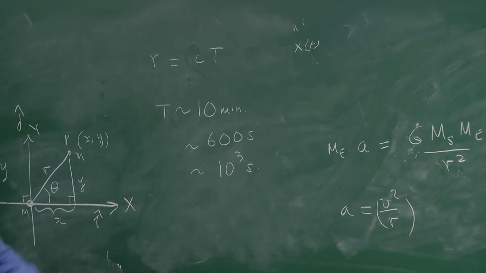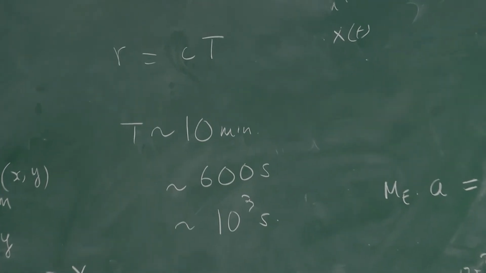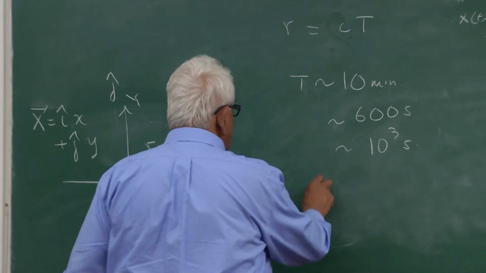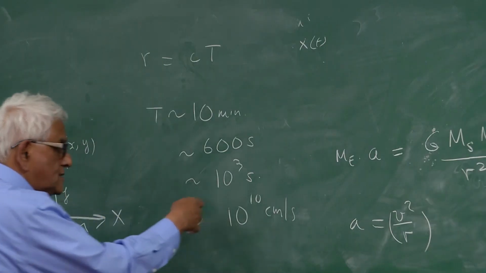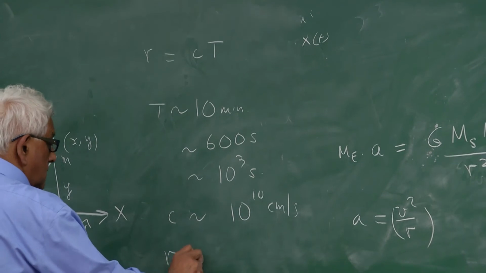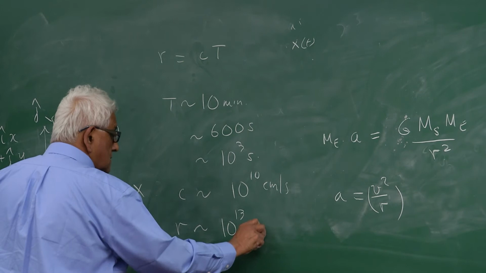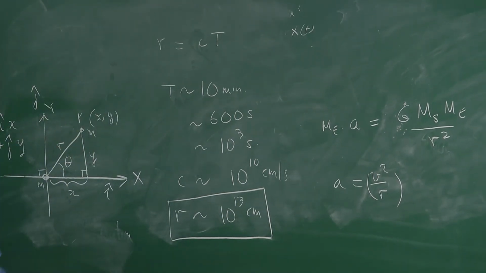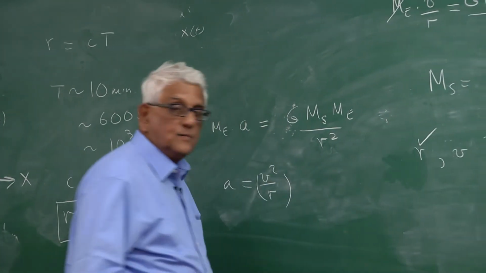So these squiggles are extremely useful. They reduce the calculation and you get roughly an idea of the number. And c I will take roughly as 10 to the power of 10 centimeters per second. There are factors of 3 which I ignore. So this immediately tells you that r is roughly 10 to the power of 13 centimeters. Okay, so we have put a tick, we've got that.